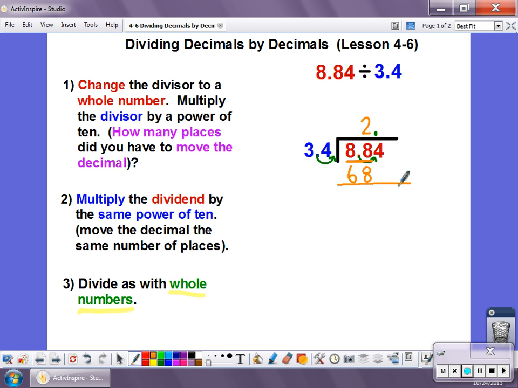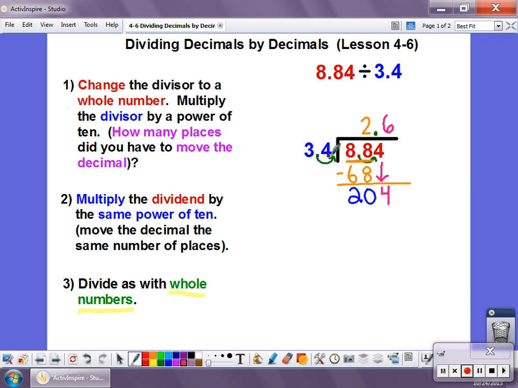And my next step is that I need to subtract. So when I subtract 88 minus 68, I get 20. My next step in division is that I need to bring down the number that's left, which is a 4. So now I have 204. And I need to think about how many times 204 can be divided by 34. And the answer is 6. So above this 4, that's where I'm going to put my value of 6.